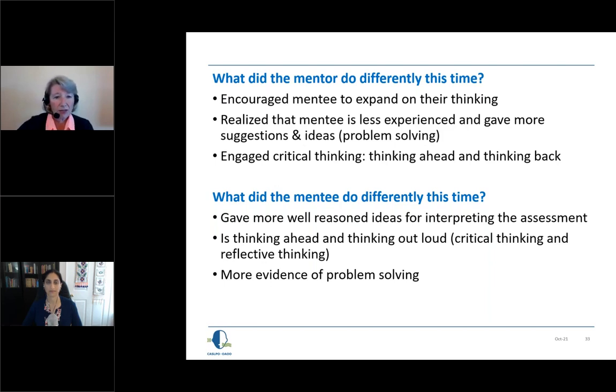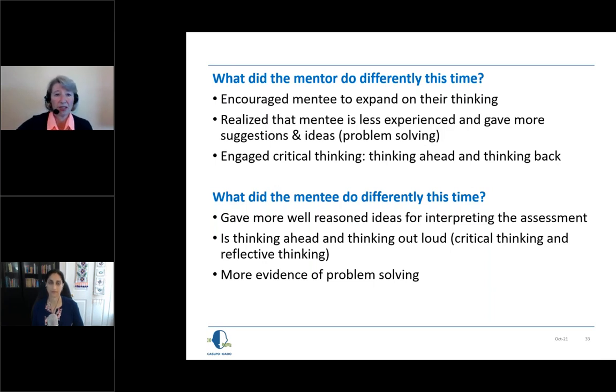And obviously, realize the mentee is less experienced. So in this case, needing to give some more suggestions and ideas to help with the problem solving and encourage that critical thinking, thinking ahead and thinking back. And what did we see the mentee do differently this time? They were able to give some more well-reasoned ideas. They were talking about how they would analyze the assessment results, the speech samples, thinking ahead, thinking out loud, acknowledging, and this is good insight, I'm not sure what scales are out there, or observation or rating scales. So this is a good way to have that conversation together.